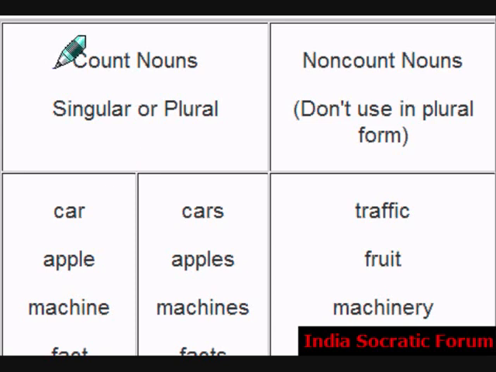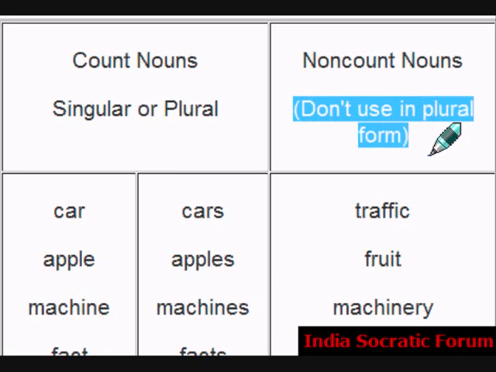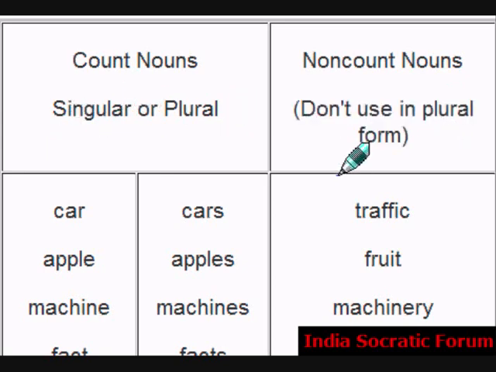Let's see some examples of count nouns, those which are singular or plural, and contrast them with non-count nouns, where we don't use the plural form. Okay, let's contrast and see. Example 1, car. Plural form is cars. The non-count form is traffic. Apple is the singular count form. If there are many apples, we say apples. But the non-count form is fruit.